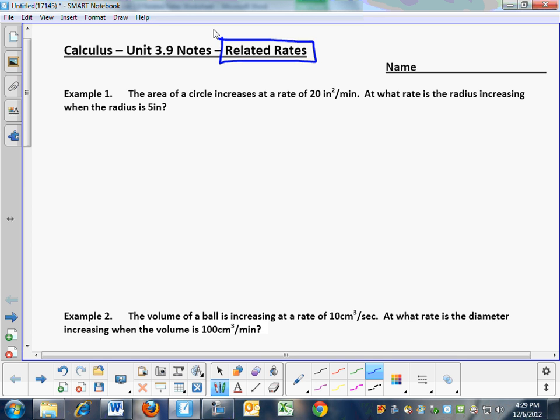If you ask yourself, what is changing? There are a lot of things that are changing. First of all, it says that the area of the circle increases at a rate of 20 inches squared per minute. That's the rate of change. It's a derivative.